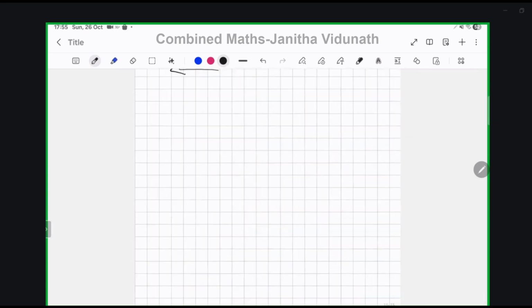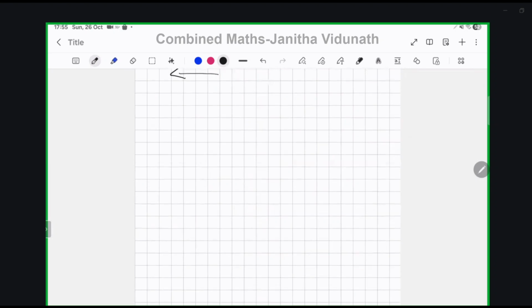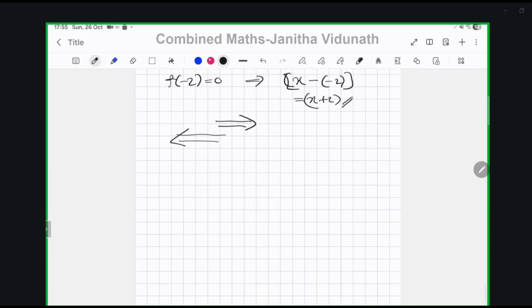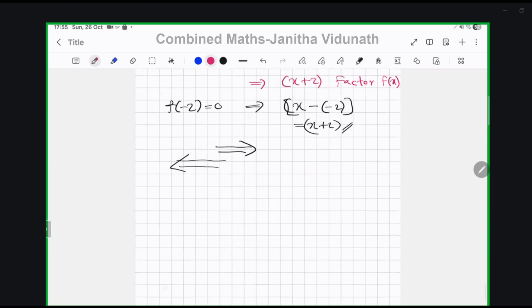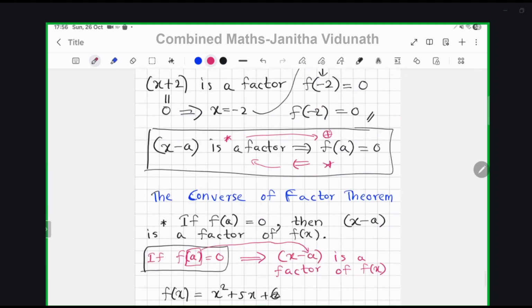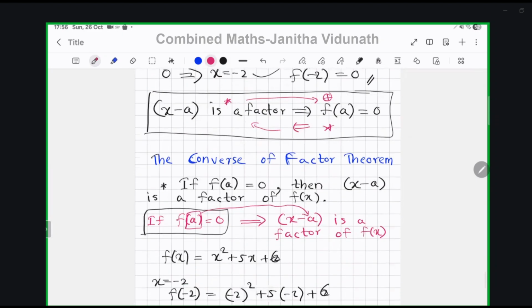Okay, now I will give an example that we cannot go for both sides. In our factor theorem, we can move from left hand side to right hand side, and also someone can move from right hand side to left hand side. That means if x minus a is a factor, then f(a) is equal to 0. On the other way around, if f(a) equals 0, then we can say x minus a is a factor.